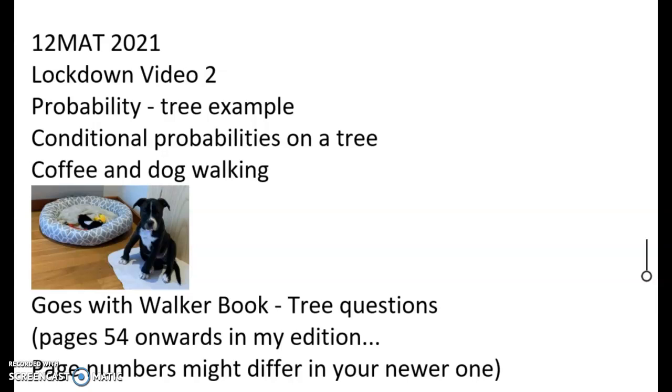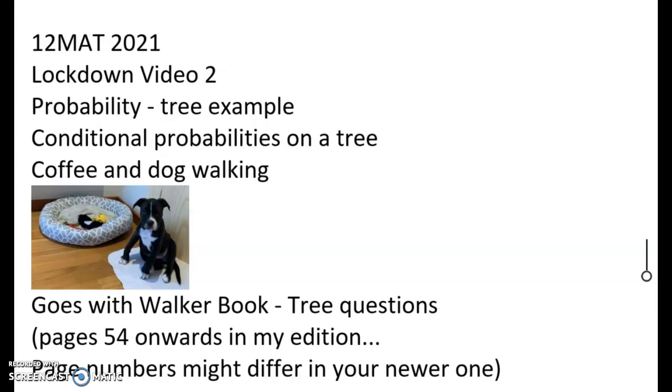So this goes with pages 54 onwards in my edition, and the page numbers might be slightly different in your newer one. So what I want to especially focus on in this video is how to find conditional probabilities from a tree diagram.